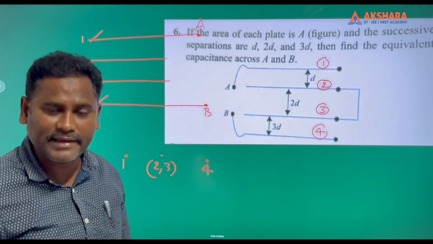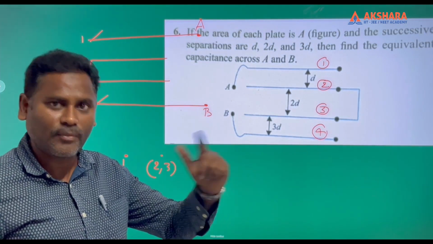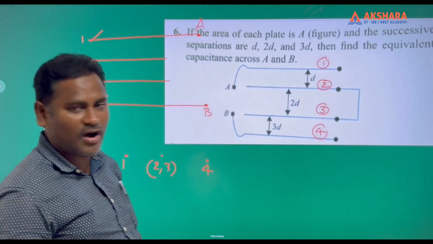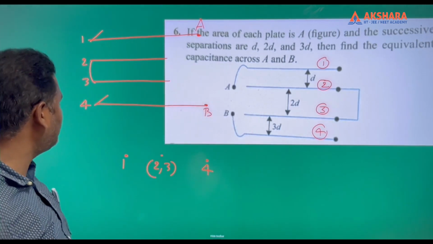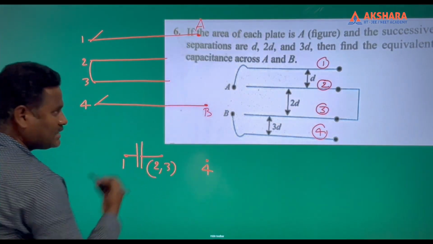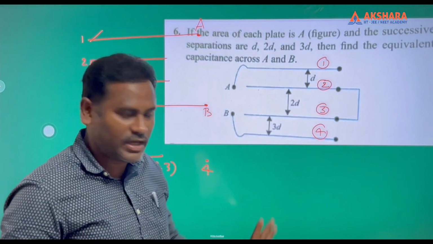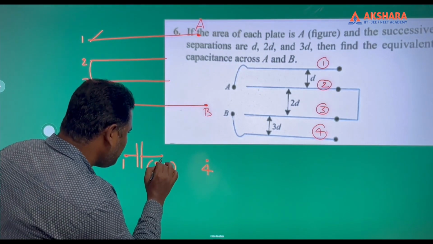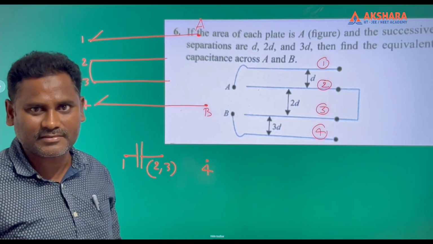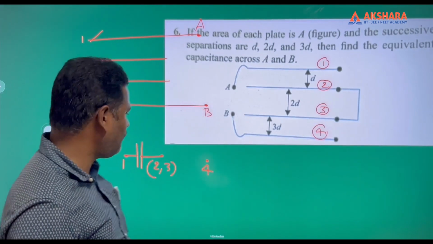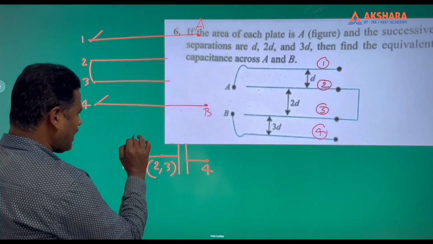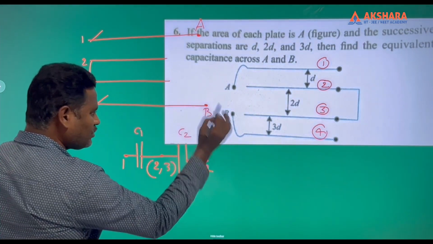I told you very clearly that 4 plates will form 4 minus 1, 3 capacitors, right? So now you see 1 and 2 will form 1 capacitor. Here 1 is there, here 2 is there, will form 1 capacitor. Next 2 and 3, you see 2 and 3 are connected to the same point, so it will not form a capacitor. Next 3 and 4 will form 1 capacitor. This is our first capacitor C1, this is our second capacitor C2.